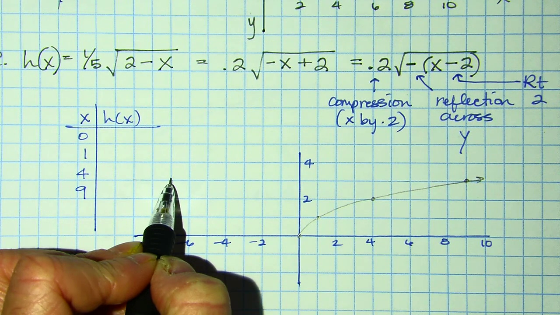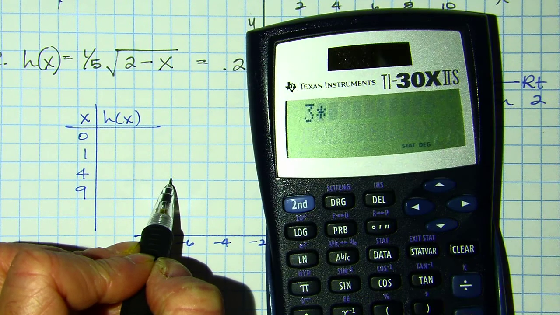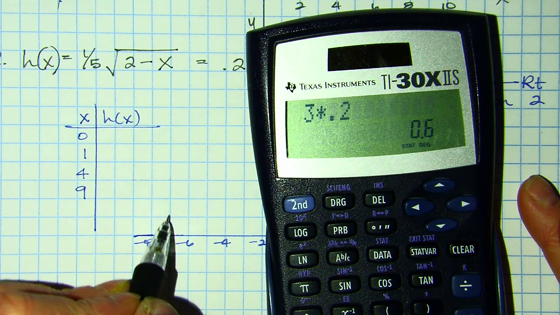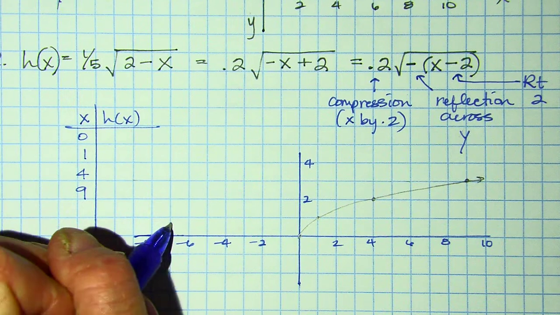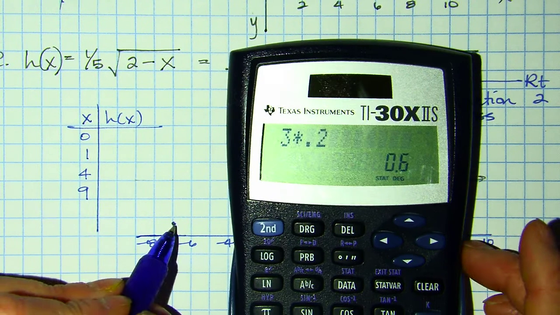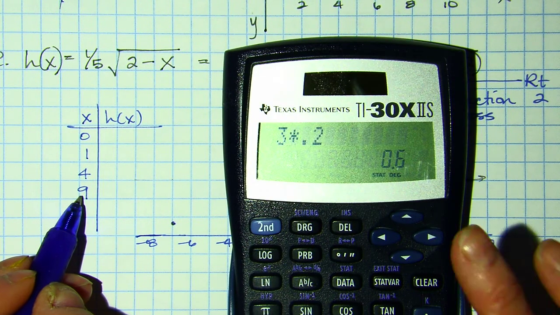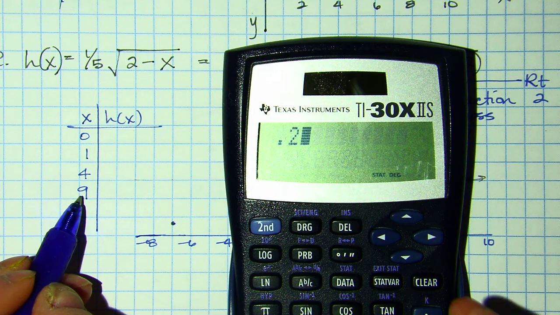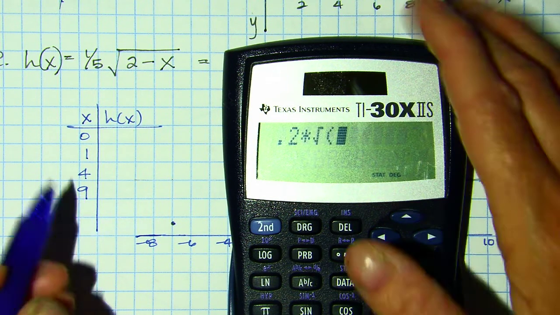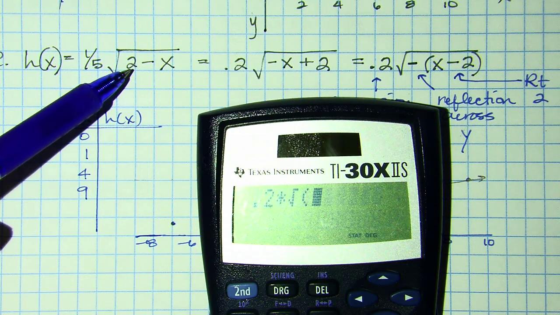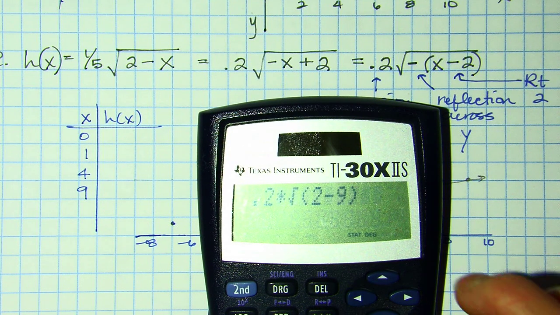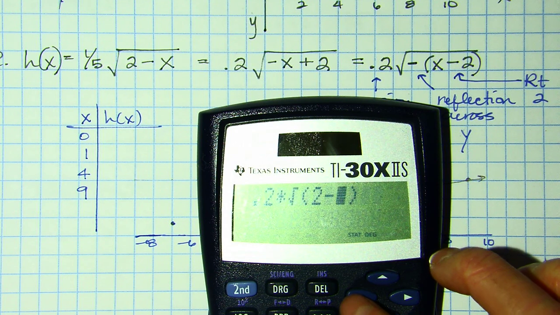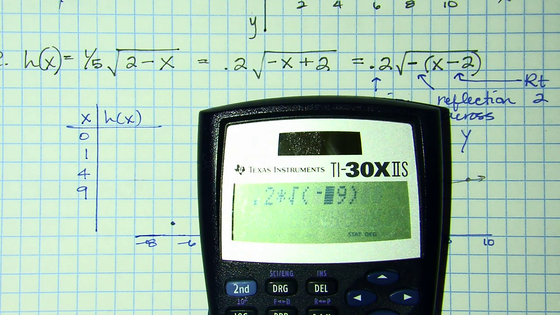So if I'm at 3 times 0.2, so I'm now at 0.6. Now, we could check our work. So at 9, let's plug it in and see if we get close to 0.6. So 0.2 times the square root of 2 minus 9. I had to do it the other way, sorry. -1 times 9 plus 2.